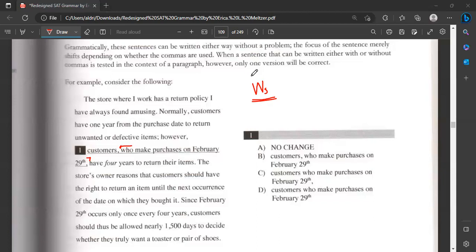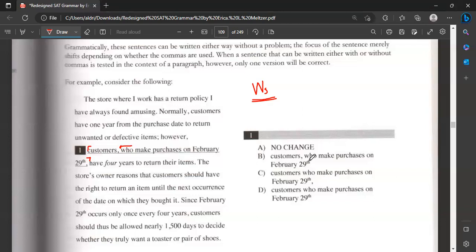Sir, without the comma at the end of 29th, it's proving that customers is the non-essential clause. Okay, yeah, so now we have everything. If we do that, it means everything from however, from customers, everything starting from here up to 29th will be a non-essential clause.